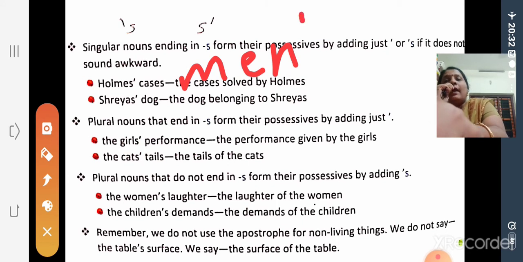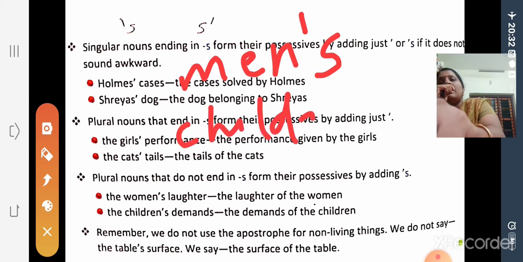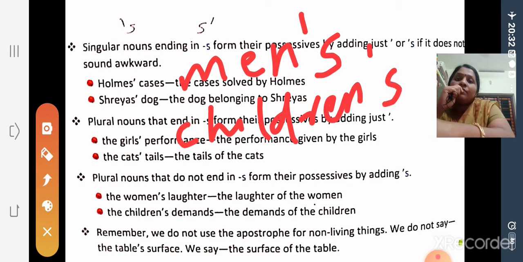Then we can add apostrophe S because there is no S sound here. So we can add apostrophe S. Then children, children. This is also plural form. Here also we can add apostrophe S because there is no S sound here. Like that, woman, women, woman also apostrophe S we can add.